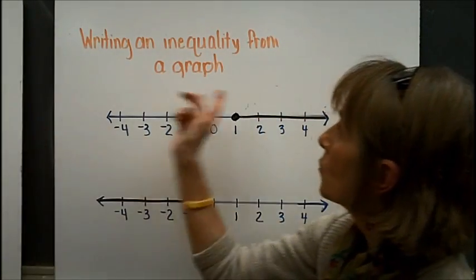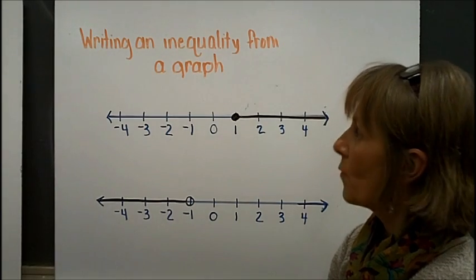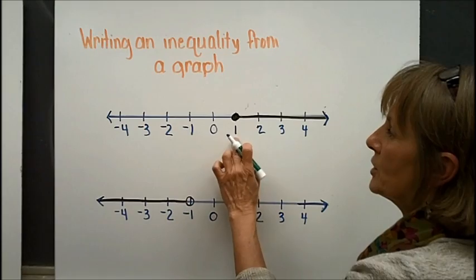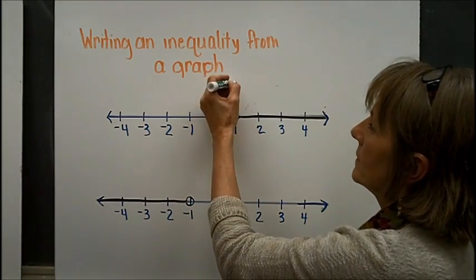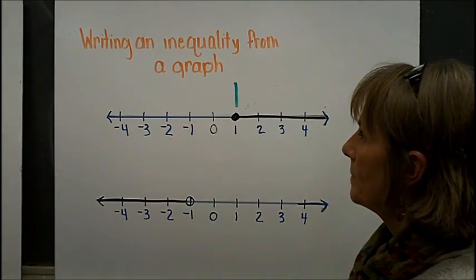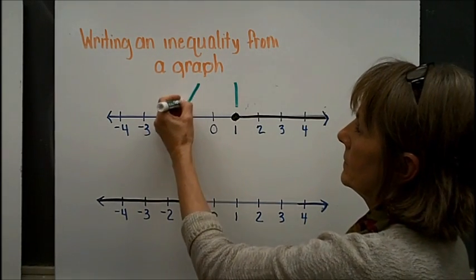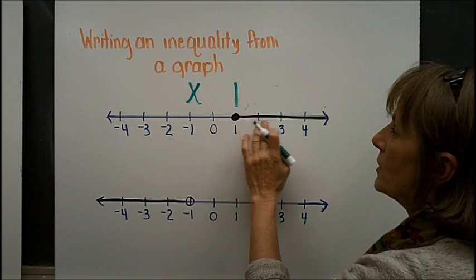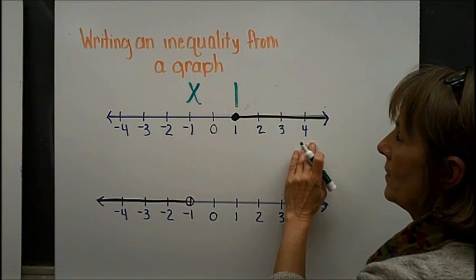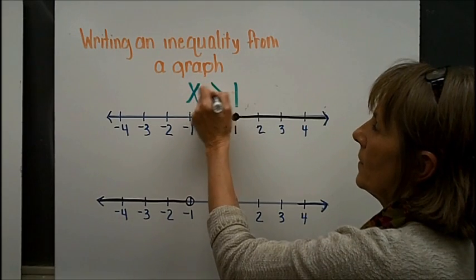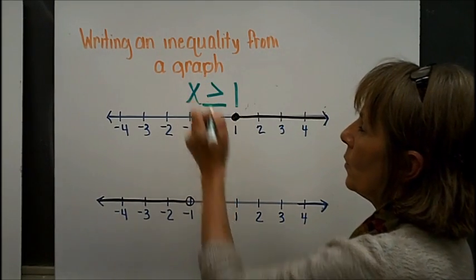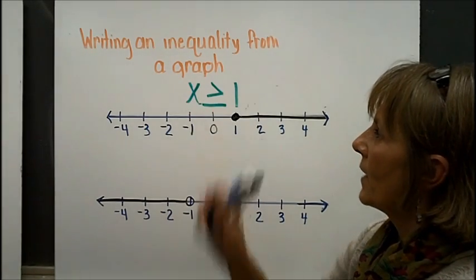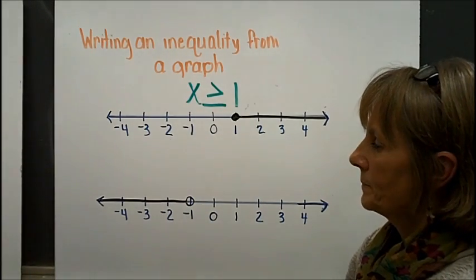Writing an inequality from a graph. I see that I have the circle that's shaded over the number 1. So I will use that number in my inequality. It's a closed circle, and the solution set includes numbers that are greater than 1. And because it is a closed circle, we're including the number 1 in our solution set, so x is greater than or equal to 1.